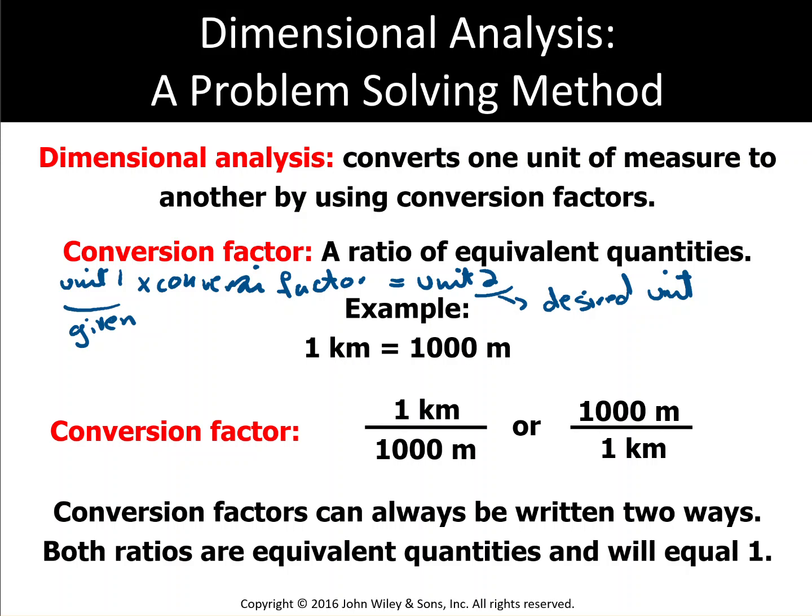Based on this equality, we can write our conversion factors in two ways. Either 1 kilometer is 1,000 meters, or 1,000 meters is 1 kilometer. These are the two possible conversion factors that we could use in order to convert in between kilometers and meters. Based on what's given to us and what we're solving for, we're going to choose one of these conversion factors.